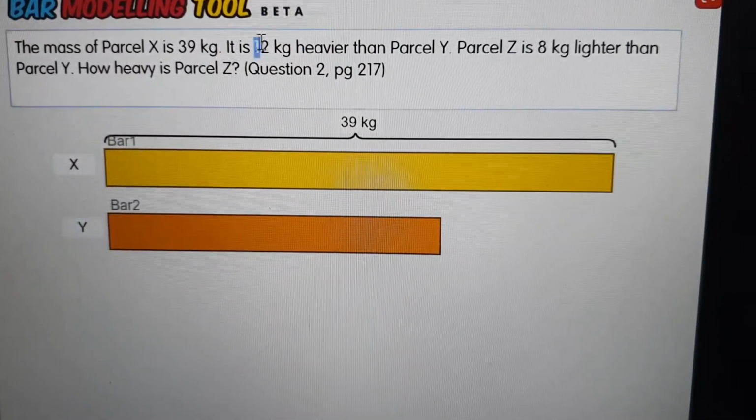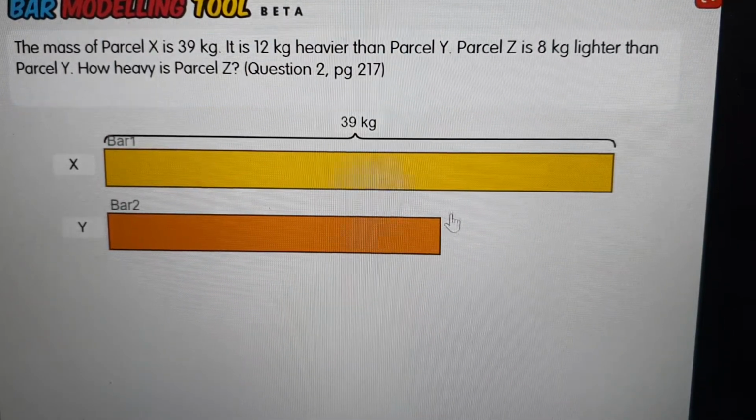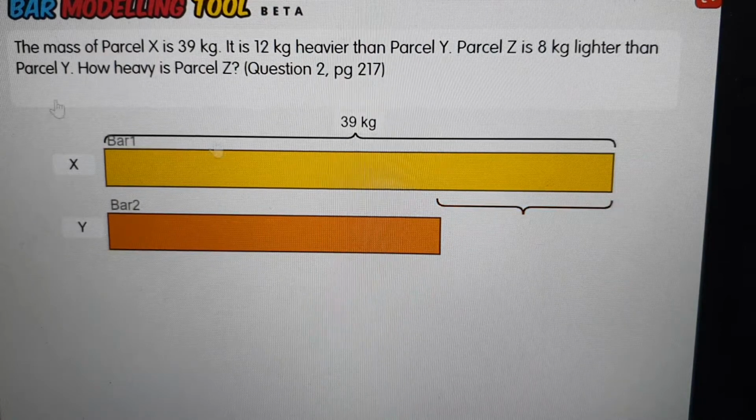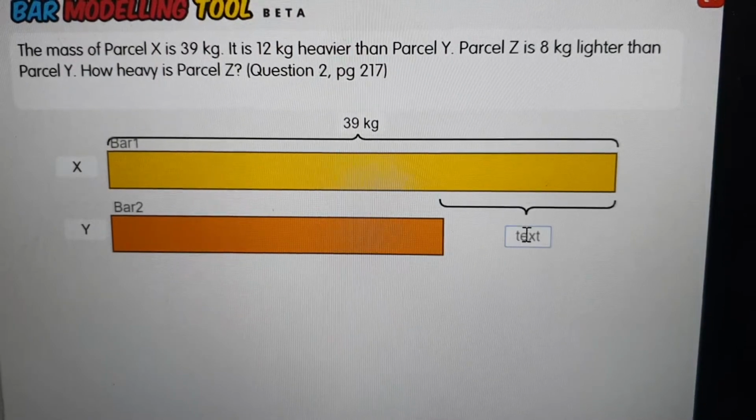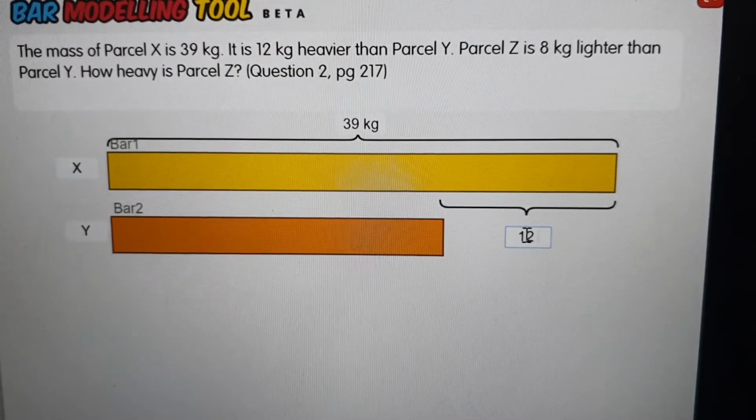And what do you think 12 kilograms actually means? Good. 12 kilograms represents the difference. So where should I put in the difference? Which part of the model represents the difference? You should also be able to tell me that it's going to be the extra part, which is going to be this part. Okay, so this part here is going to represent 12 kilograms.